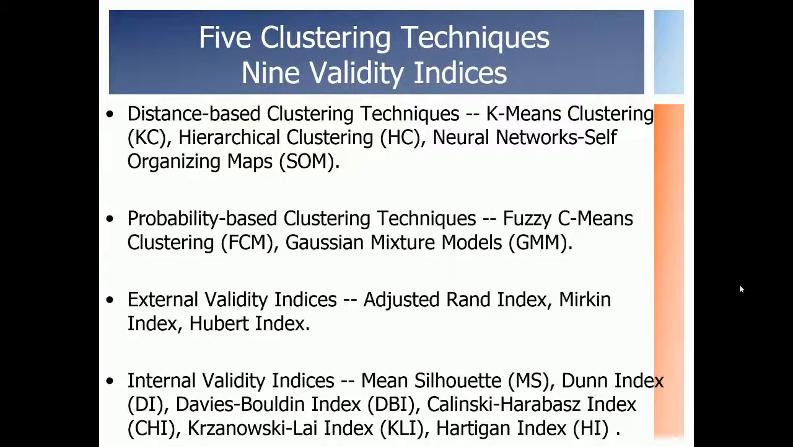External validity indices are used to measure the extent to which particular cluster labels match the other class labels, and the internal validity indices are used to measure the goodness of a clustering structure without respect to external information. Now, the purpose of this project is to find the optimal number of clusters for each clustering technique given a certain type of dataset.